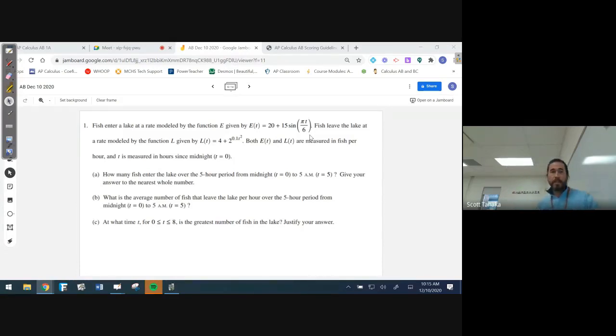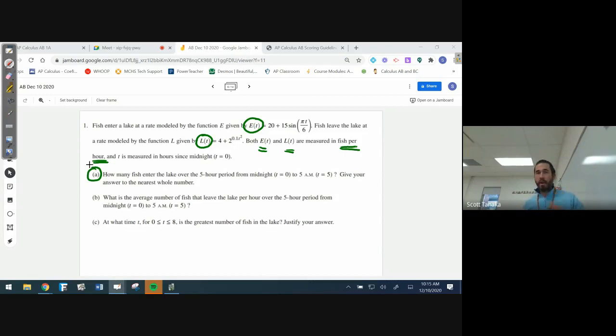Okay, question A. Actually, first I should read the problem. Fish enter the lake at a rate of E of t. Fish leave at a rate of L of t. E of t and L of t are both rates, so they're measured in fish per hour. Question A asks, how many fish enter the lake from midnight to 5? So I'm just talking about enter, and I'm just talking about the number of fish.